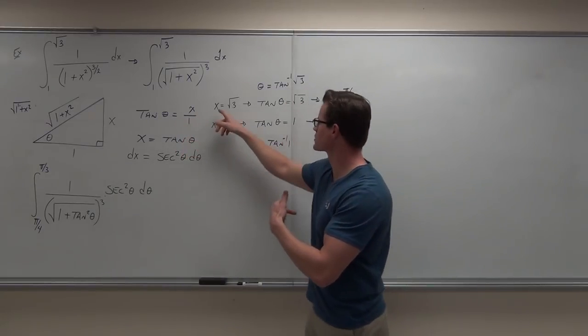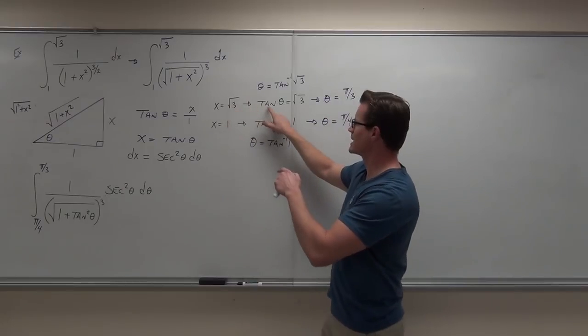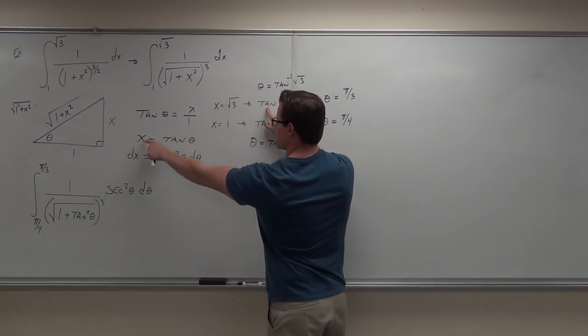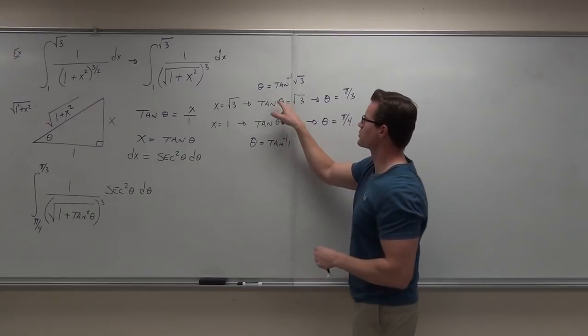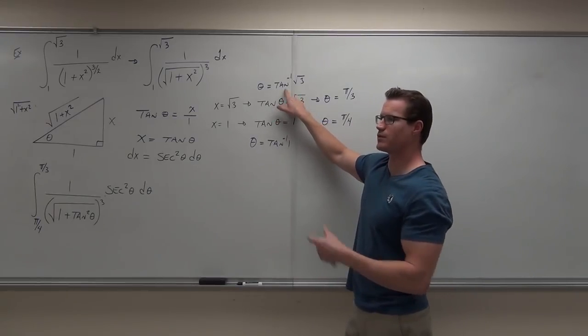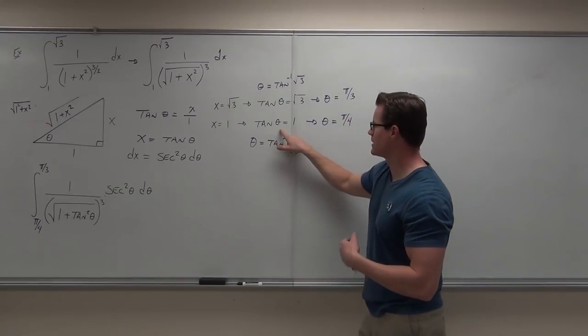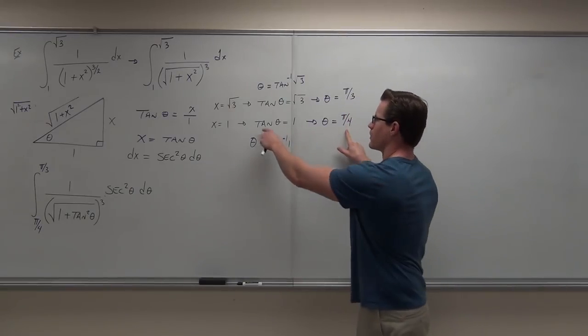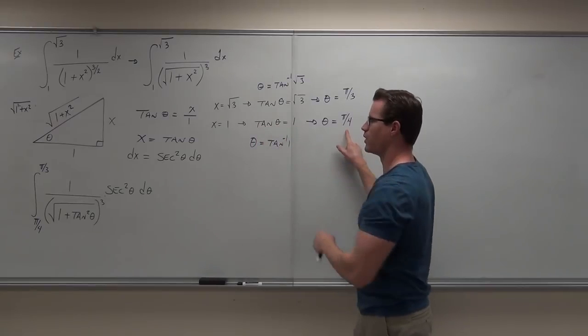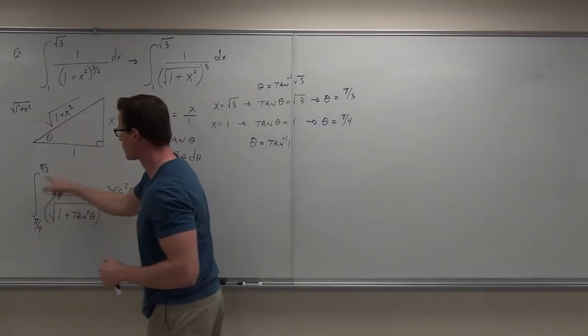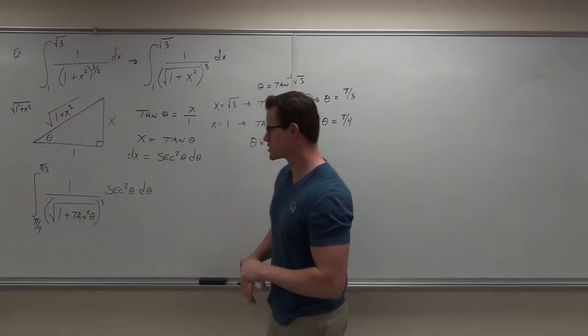If we change our bounds, x equals square root of 3, tan theta equals square root of 3. That means you're going to have to do tan inverse of square root of 3 to figure out your angle. In this case, we get pi over 3. In this case, where tan theta equals 1, pi over 4. Tan of pi over 4 gives you 1. So we've changed our bounds from pi over 4 to pi over 3, and it's still in order, which is nice for us.